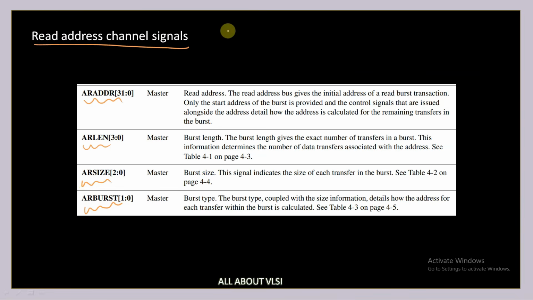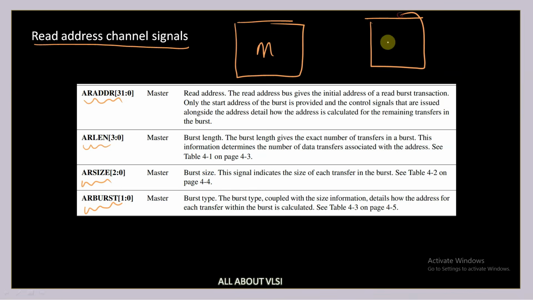Let's say our master wants to perform a read operation. Previously, if the master wanted to perform a write operation, it was sending the address information and the control information associated with that particular write data operation using the AW address bus. But here, if the master wants to perform a read operation, then the address and the control information associated with this read operation are going to be sent using another channel, which is known as the read address channel.